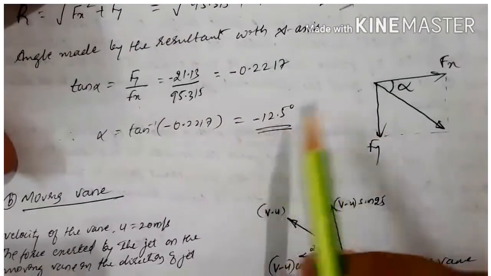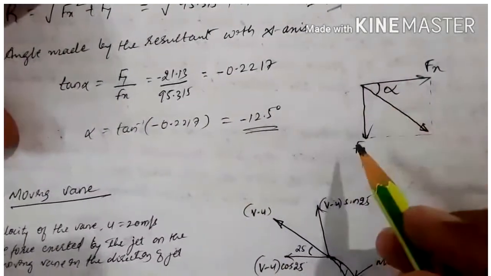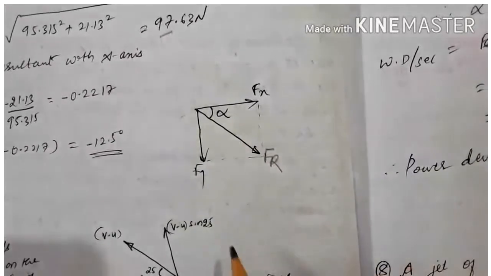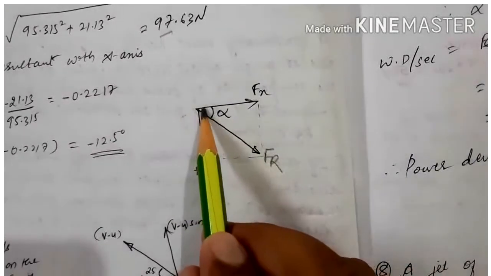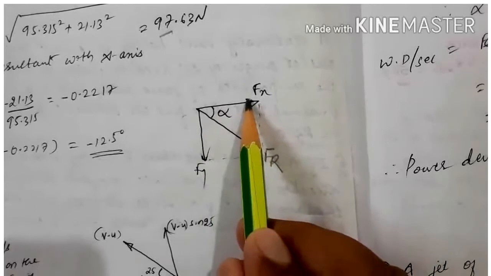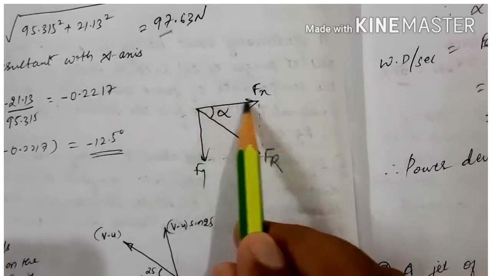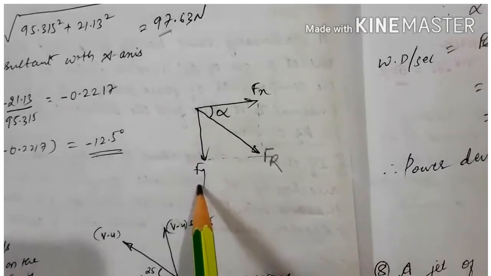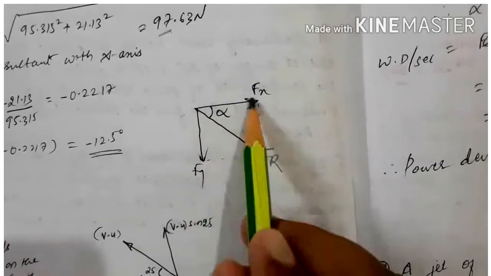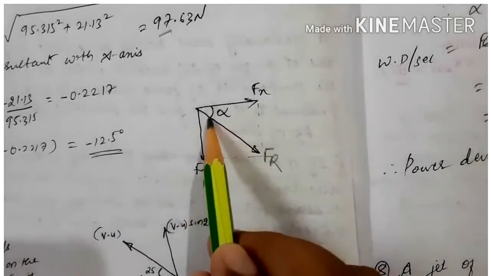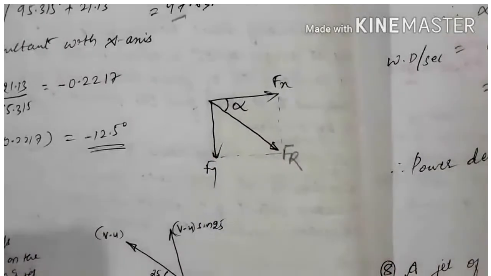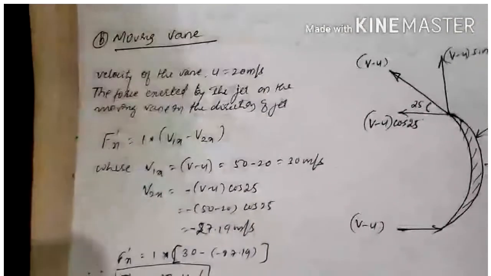That negative sign indicates the angle is measured in a clockwise direction like this, and this indicates the resultant force. Then in the positive x direction we get Fx, and in the negative y direction we get Fy. The resultant of these two, with the angle measured in a clockwise direction, gives us this as the resultant force. Then in that same problem, what is the next case?